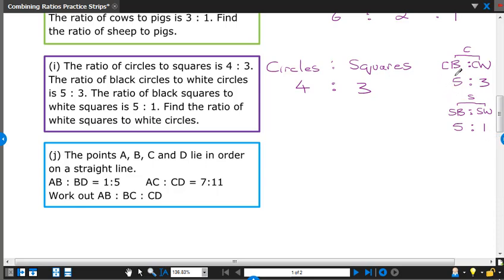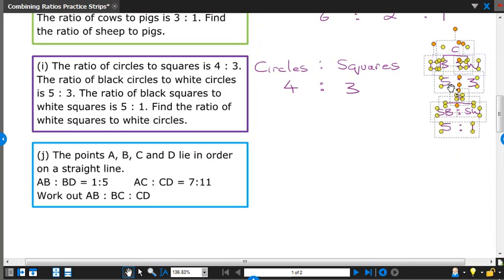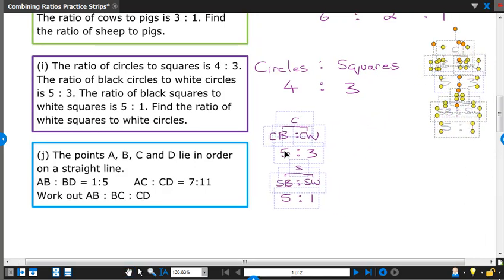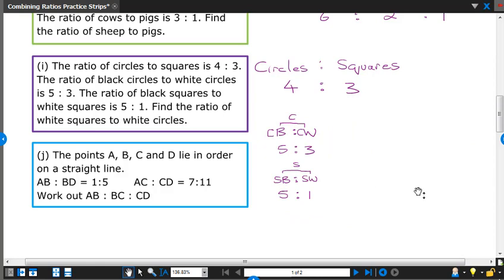So I'll actually just move this down to make it a little bit easier. As I said, I haven't looked at these questions. I'm just doing them right now. So we've 8 parts, obviously. I hope everyone can see that. 8 parts for the circles, and for the squares we have 6 parts.